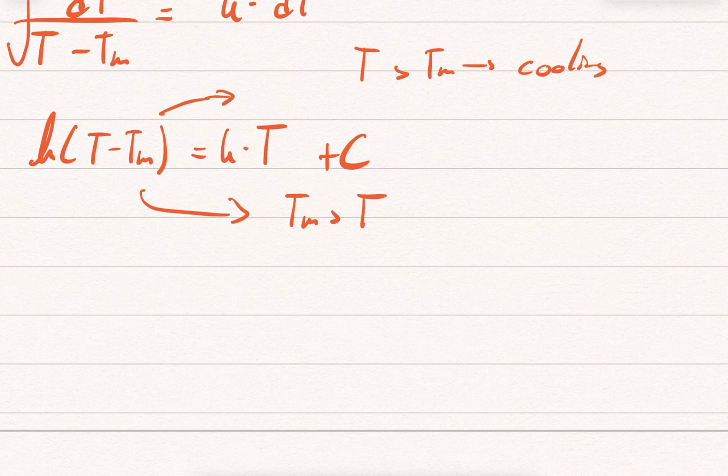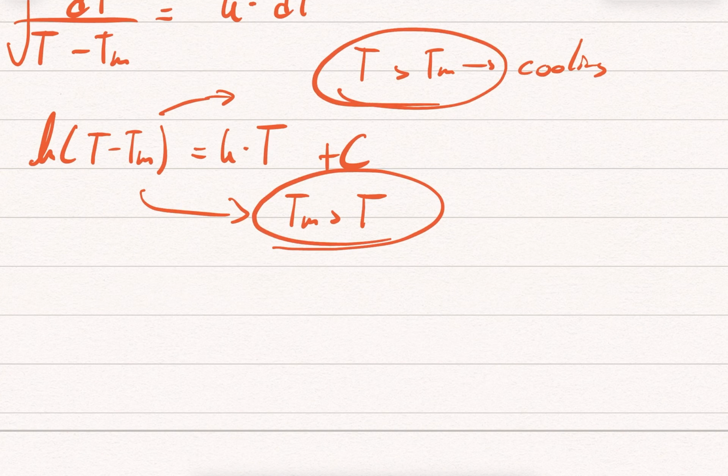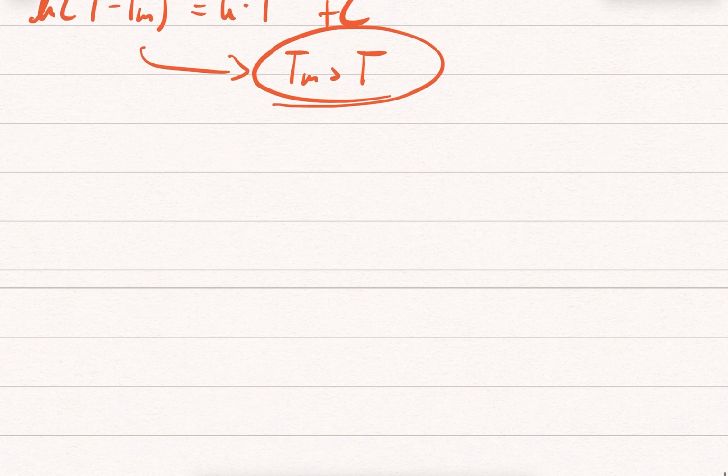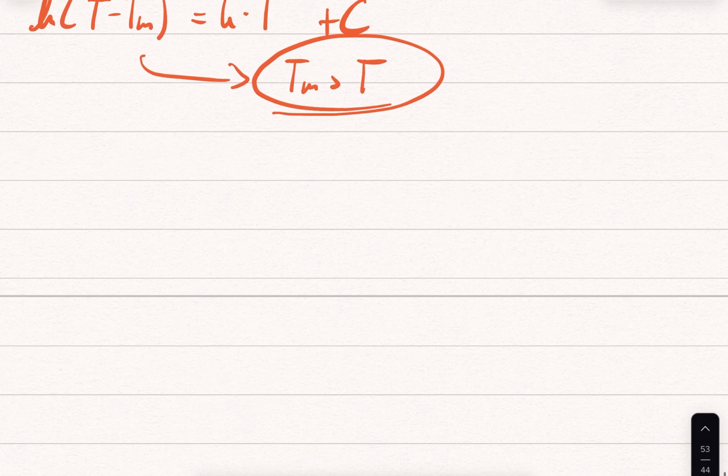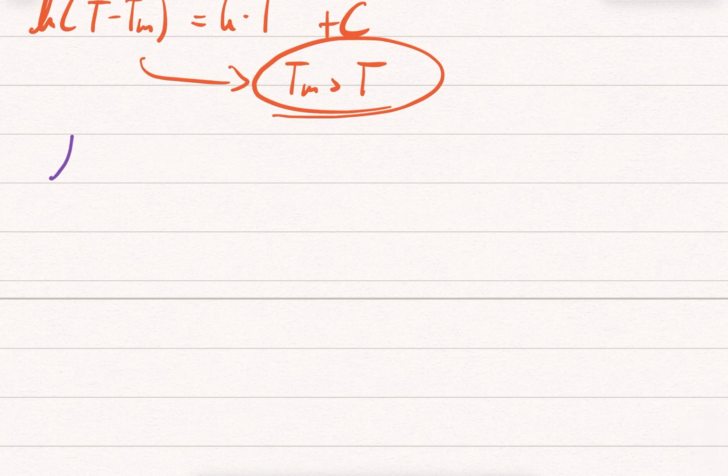Why am I enforcing this rule specifically? Because not only does it logically make sense, relative to what I'm saying here, but also this is a ln. This function is ln. If Tm was greater than T, I'd have ln of a negative number. I can't do that. So, continuing on, what we're going to do is this.